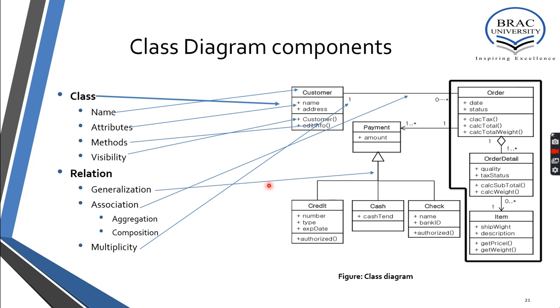Then the association, so when one class uses the functionality or attribute of another class, that can be linked with association. In the association there are two types of relation, aggregation and composition. We'll see them in detail in a later slide. Then the multiplicity, or how two classes are connected, like one to many, many to one, this sort of thing. So we'll describe them in a later slide.